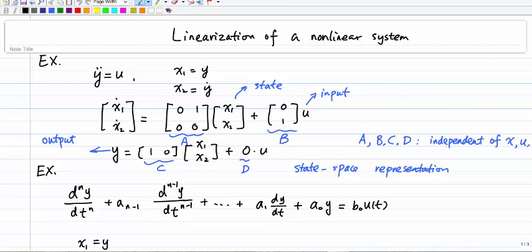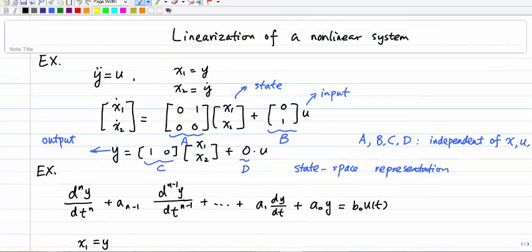In this video, I'm going to talk about the linearization of a nonlinear system. The focus of this course is on the linear system. So in this lecture, we're going to talk about what if we are given a nonlinear system. There's a way that we can write the nonlinear system into a linearized one. However, there are also some caveats. I'll talk about the limitations of this approach later on.